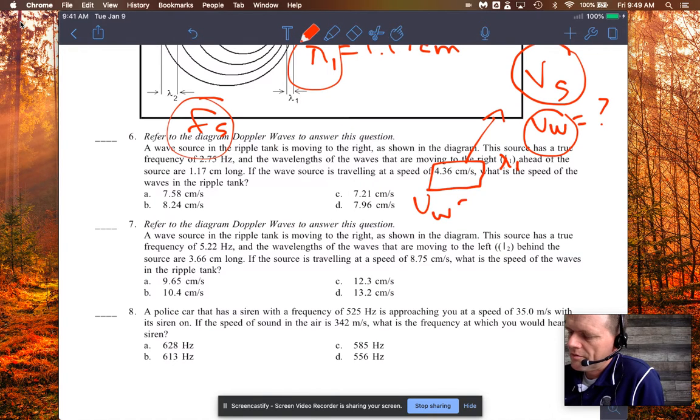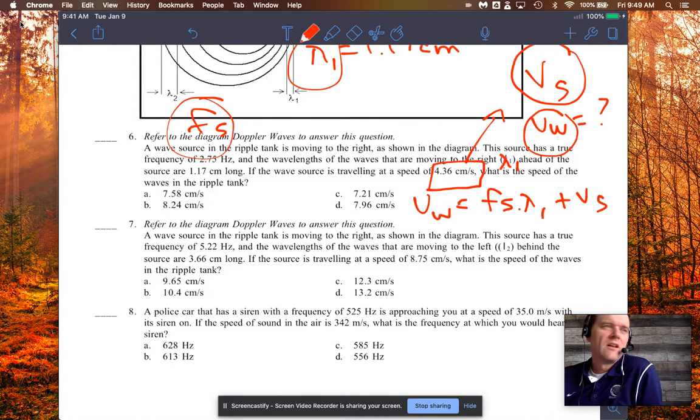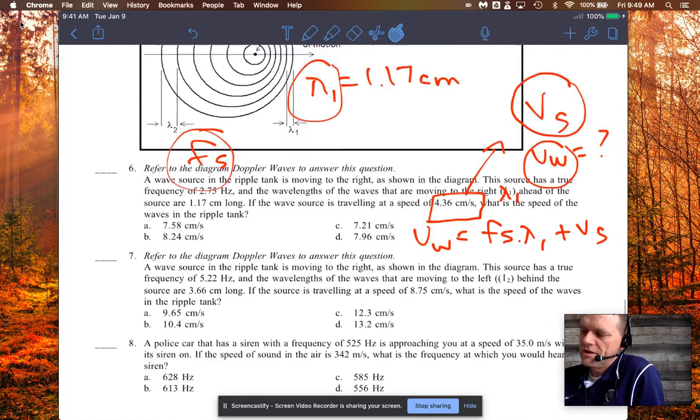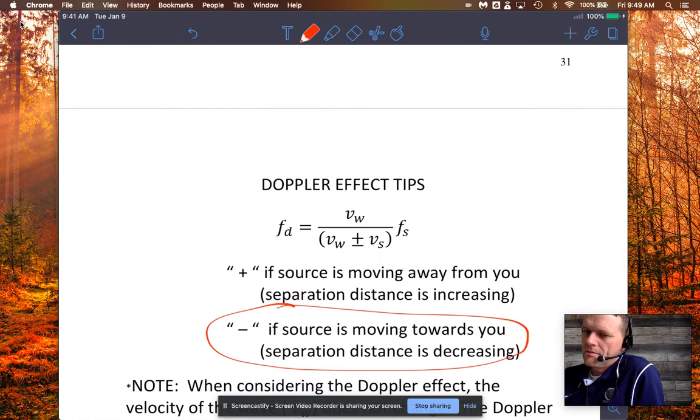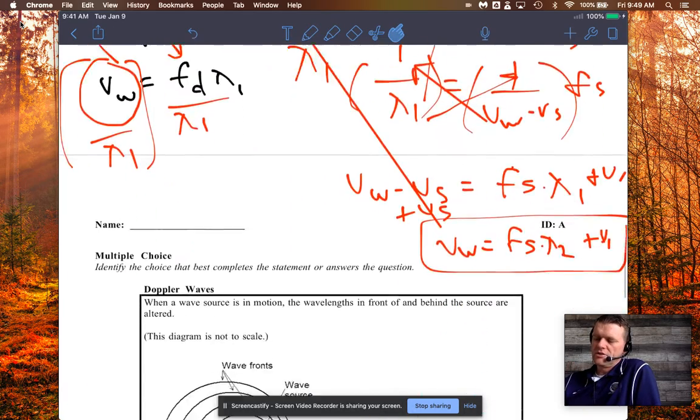So I can just go VW is equal to Fs times wavelength 1 plus Vs. Okay, now this one, I know it's a little confusing because on this one we're adding Vs in this case. Whereas in the one you were learning initially, you subtract if the source is moving towards you. Okay, so I apologize for the complexity there. But if you just lean on your formula sheet because you know the relationships, I think you'll have no problem actually doing this math.